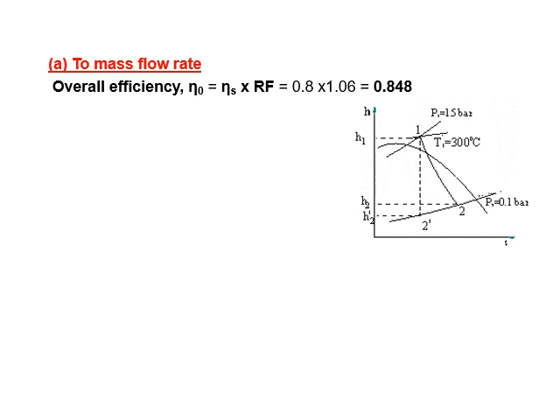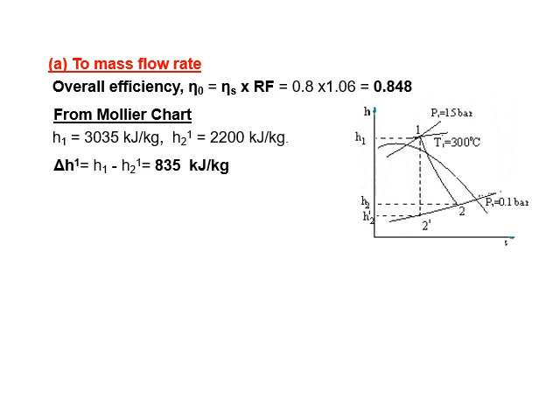So according to the HS diagram, here the initial pressure is 15 bar and P2 pressure is 0.1 bar, and the temperature value is given at inlet, that is initial temperature at 300 degree centigrade. So from this HS diagram, from the Mollier chart, H1, the enthalpy at inlet, is equal to 3035 kilojoules per kg, and H2 dash is equal to 2200 kilojoules per kg, and the change in enthalpy, that is H1 minus H2 dash, is equal to 835 kilojoules per kg.